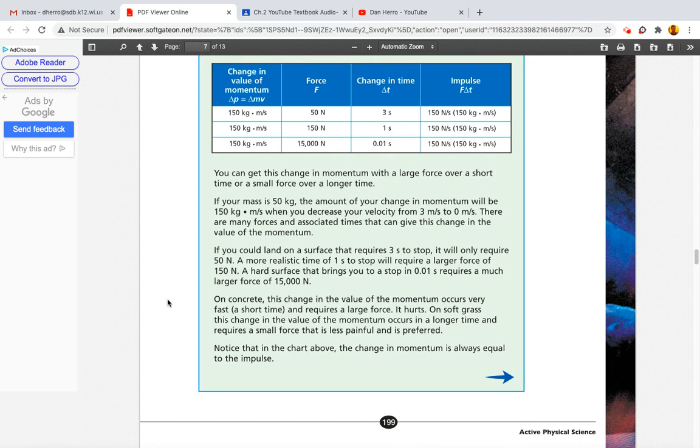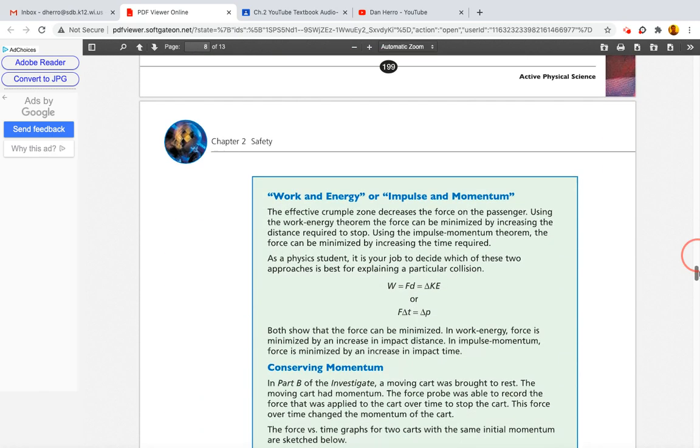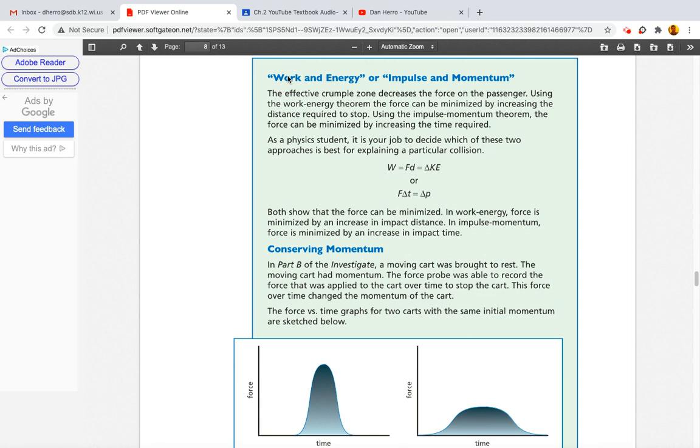Notice that in the chart above, the change in momentum is always equal to the impulse. Okay, so we're kind of bridging over this way. Work and energy, or impulse and momentum.